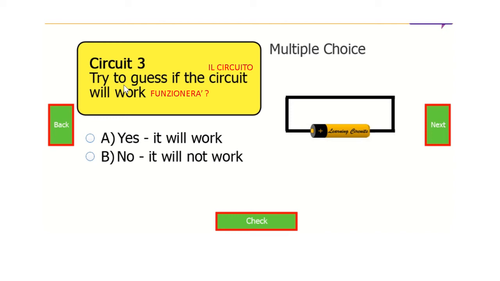Circuit 3. Try to guess if the circuit will work. Yes, it will. No, it will not work. We have a battery and we have a wire. And the wire is connected to the battery and it goes all the way around. But something is missing. We're missing a component. And remember, this is called a short circuit. And it is also dangerous. So this obviously will not work.